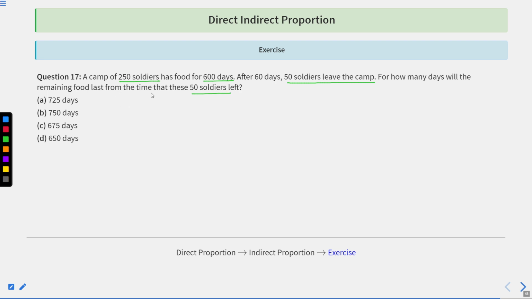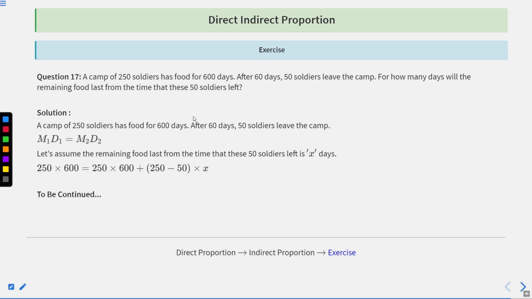So in this question, there are 250 soldiers in a camp and the camp has food for 600 days, which is enough for 250 soldiers. So after 60 days, 50 soldiers left. That means 200 soldiers are remaining in the camp. So for how many days will the remaining food last from the time that these 50 soldiers left?